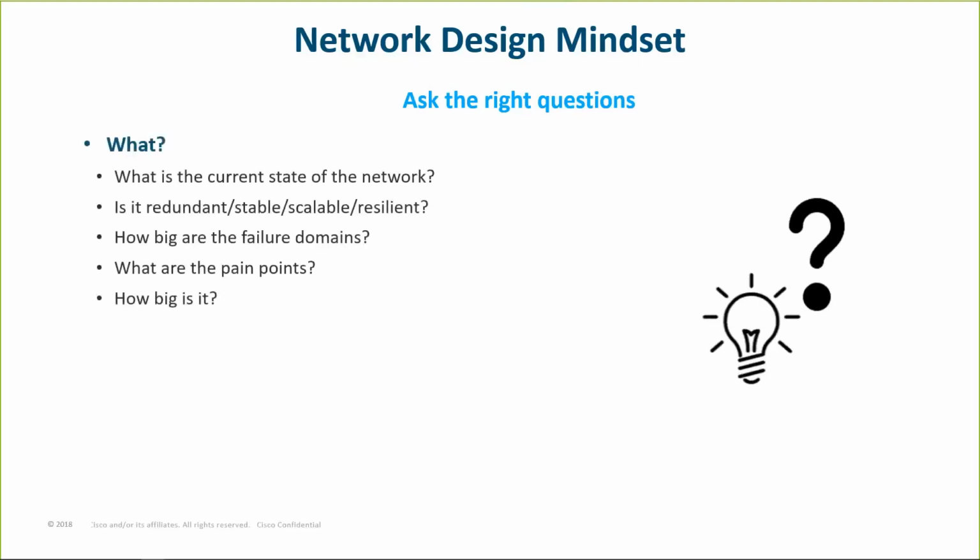We start with the what. We start with what is the current state of the network? Is it redundant? Is it stable? Is it scalable? Is it resilient? Is it compliant with the corporate policies? How is the network right now? How is it behaving? How big are the failure domains? Are we having a flat OSPF area? Are we having a flat EIGRP topology? Are we summarizing? Are we having a block of IP addresses that we can summarize? Was this planned? What are the pain points?